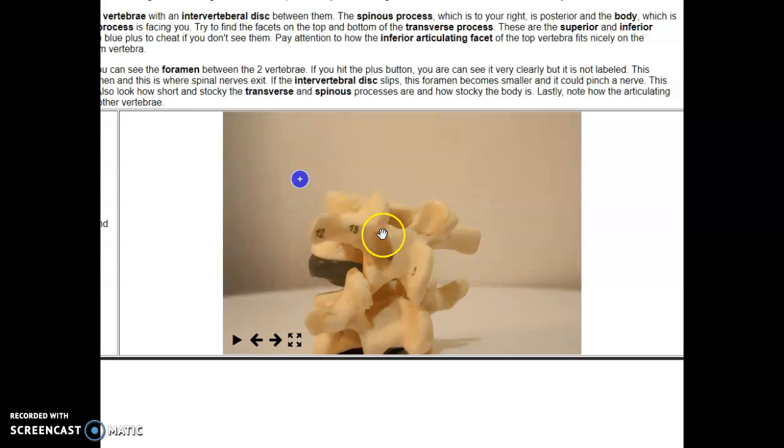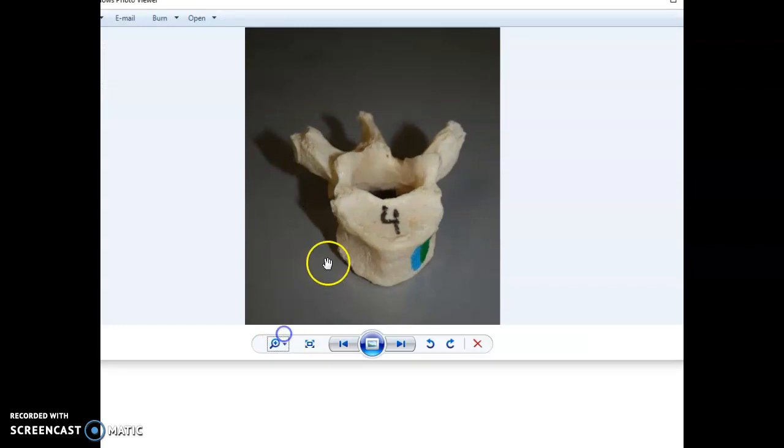Now, there's an arch coming off the body. So see that arch there? So there's an arch right here. And it's made up of two things. It's made up of a pedicle and a lamina. And those are really hard to label separately, so I just like calling this the vertebral arch. And that hole in the center is where the spinal cord goes. So the hole is the vertebral foramen. It is formed by the vertebral arch.